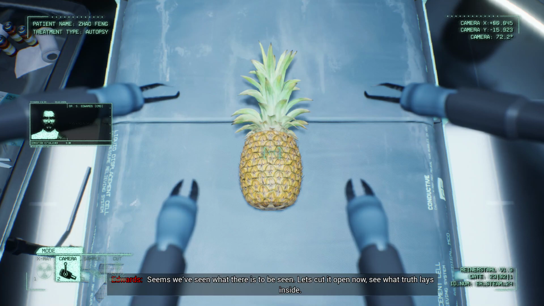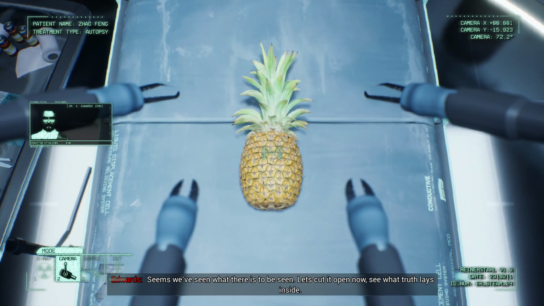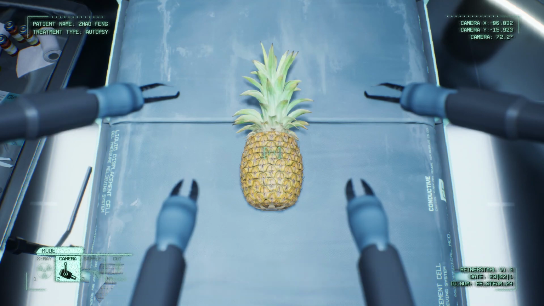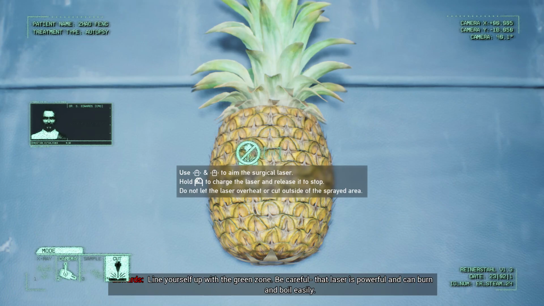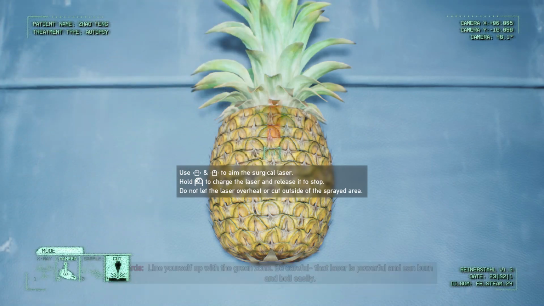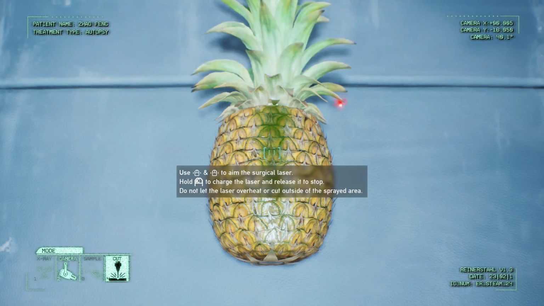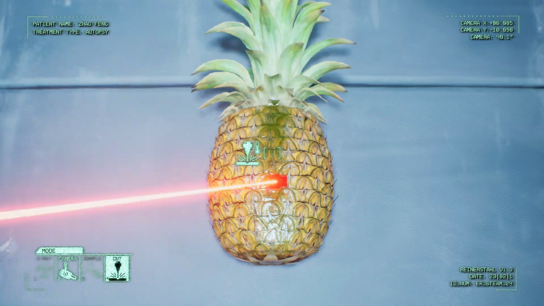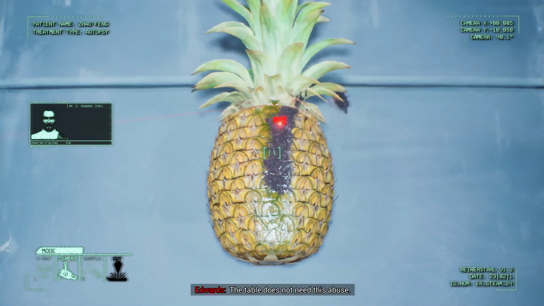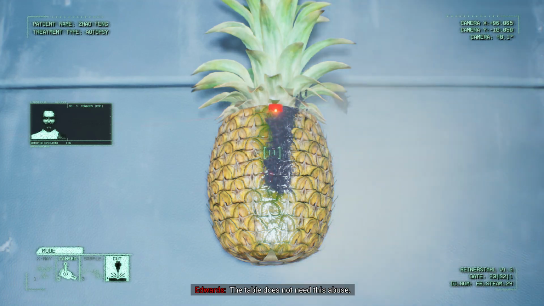Seems we've seen what there is to be seen. Let's cut it open now, see what truth lays inside. Line yourself up with the green zone. Be careful, that laser is powerful and can burn and boil easily. The table does not need this abuse.